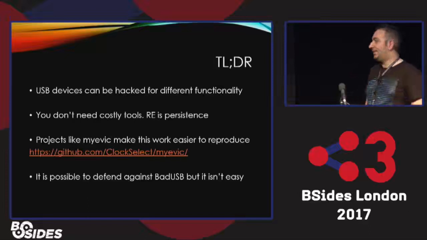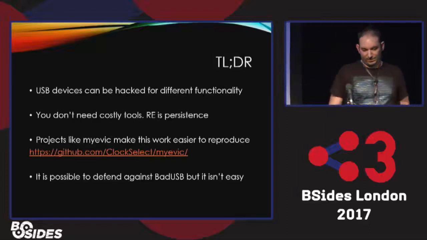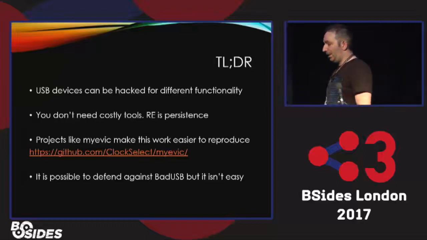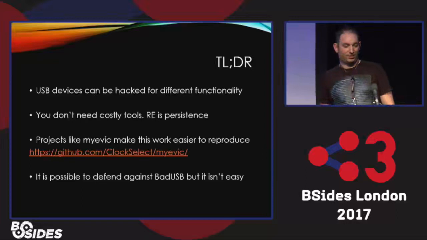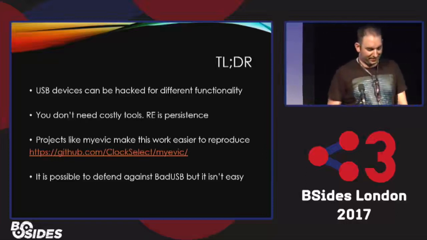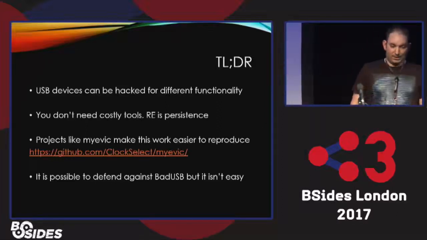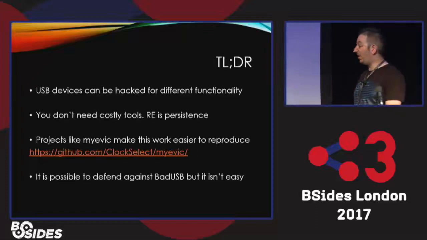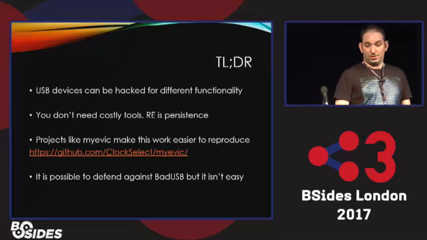So TLDR, you can hack USB devices. It's actually not that hard. If you've got a Raspberry Pi or something like that, it's really trivial. You don't need costly tools to do firmware reverse engineering, but what you do need is persistence. No matter how much your company is spending on reverse engineering tools, you need someone who's very, very persistent. MyEVIC, if you've got any of these devices, go visit that web page. It's got the source to do all these kinds of things, and it's quite an interesting read. And it's possible to defend against these things, but it's actually quite hard. So there we are. Any questions?